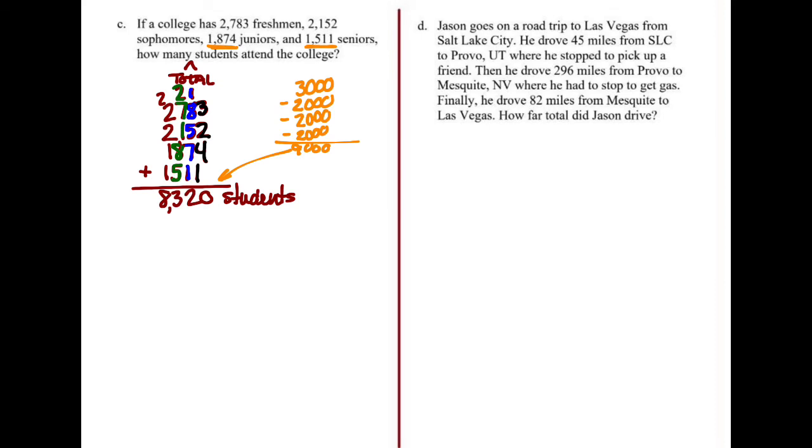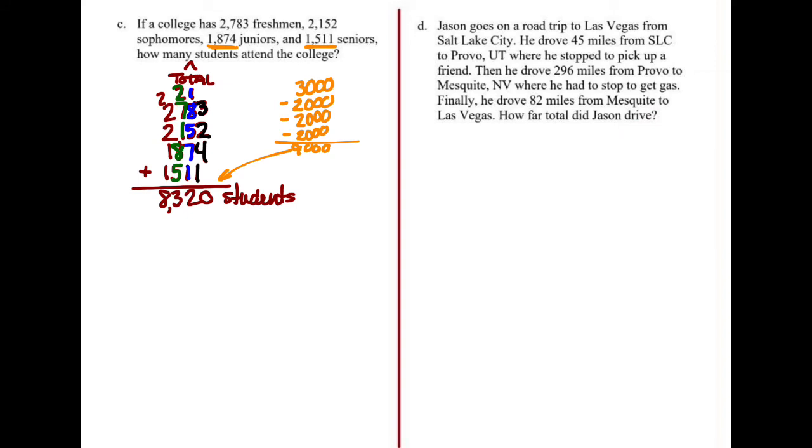And D, here we go. Understanding the problem, we're going to read all the way through. Jason goes on a road trip to Las Vegas from Salt Lake City. He drove 45 miles from Salt Lake City to Provo, Utah, where he stopped to pick up a friend. Then he drove 296 miles from Provo to Mesquite, Nevada, where he had to stop to get gas. Finally, he drove 82 miles from Mesquite to Las Vegas. How far did he drive? Okay, so what do we have?